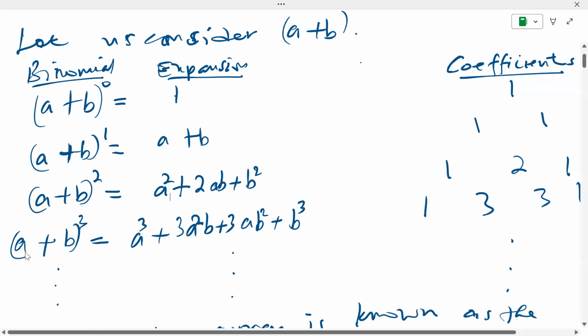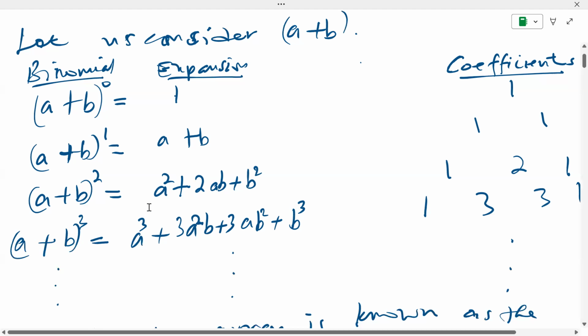Now when we go to (a plus b) cubed, the coefficients are 1, 3, 3, 1. And you look at the pattern that runs through. Over here, we pick the highest power, so a squared. The b is there, but it's b raised to the power 0. Then we reduce the power of a by 1 and increase the power of b by 1. So we get a raised to the power 1, b raised to the power 1. This time we reduce the power of a by 1 again, so we get a raised to the power 0, and we increase b by 1, so we get b squared. So that's how it is done.